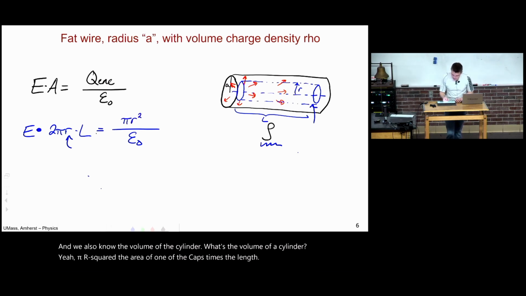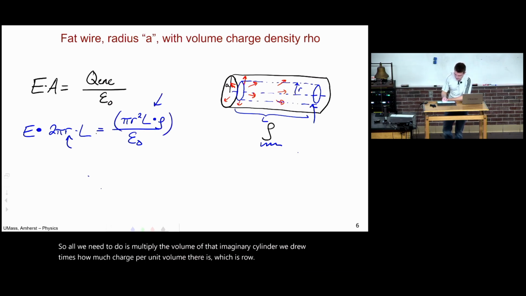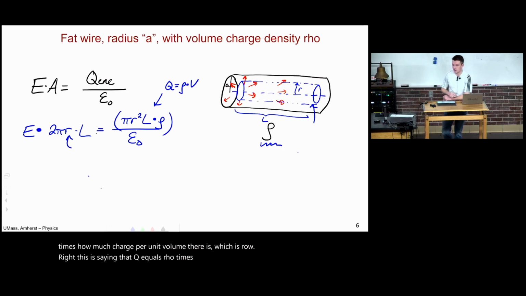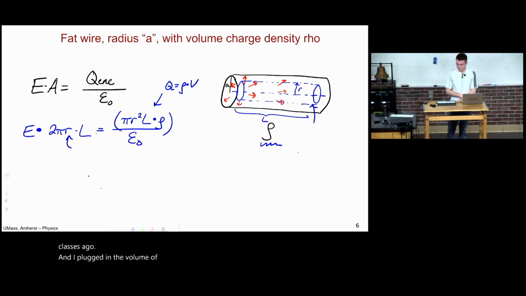So all we need to do is multiply the volume of that imaginary cylinder we drew times how much charge per unit volume there is, which is rho, right? This is saying that Q equals rho times volume. That was from a couple classes ago. And I plugged in the volume of the cylinder. Okay, now I'm just going to move this over to the other side, and the problem's done.